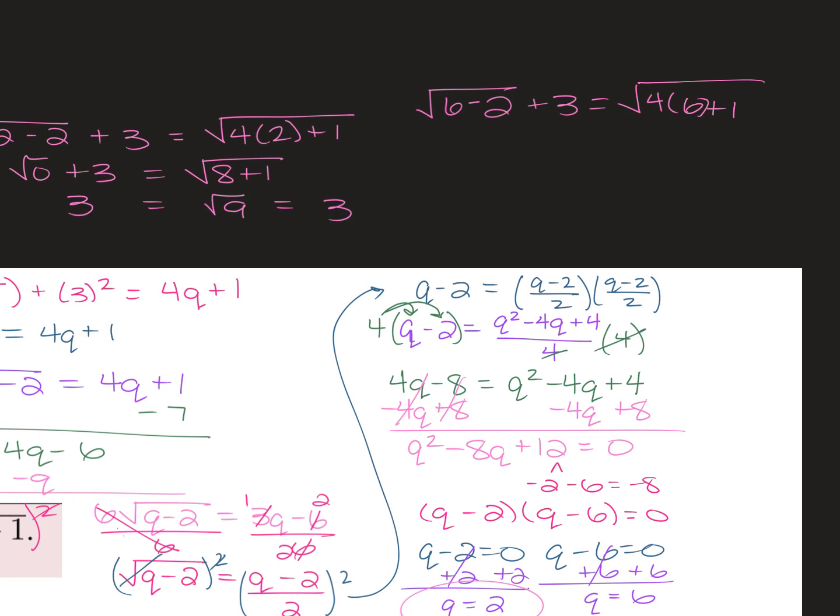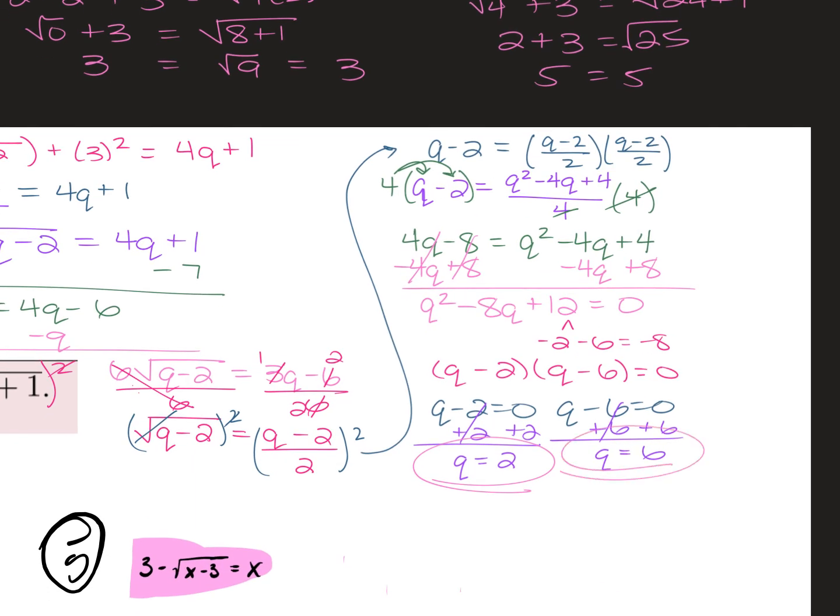So this is going to give us the square root of 4 plus 3 is equal to the square root of 24 plus 1. This is 2 plus 3 is equal to the square root of 25. That's 5 is equal to 5. From here, this is a true statement, so that is also a solution for the 6.